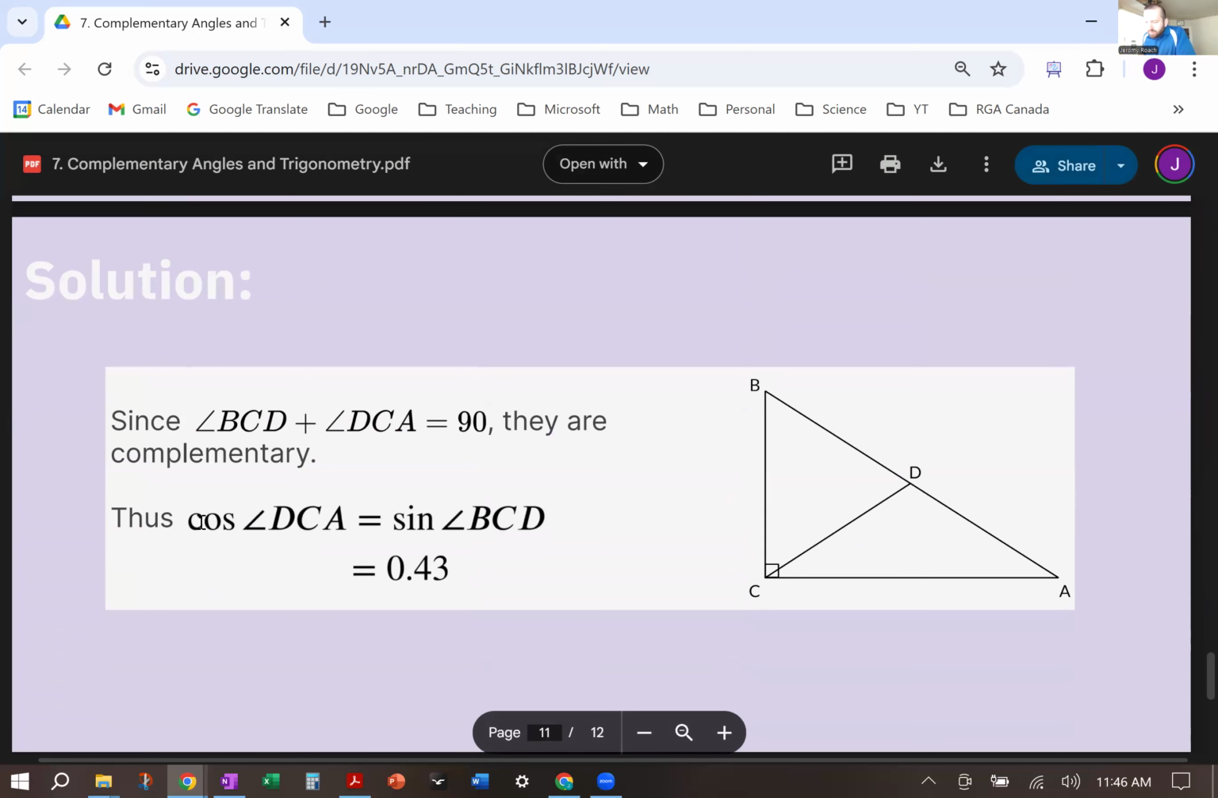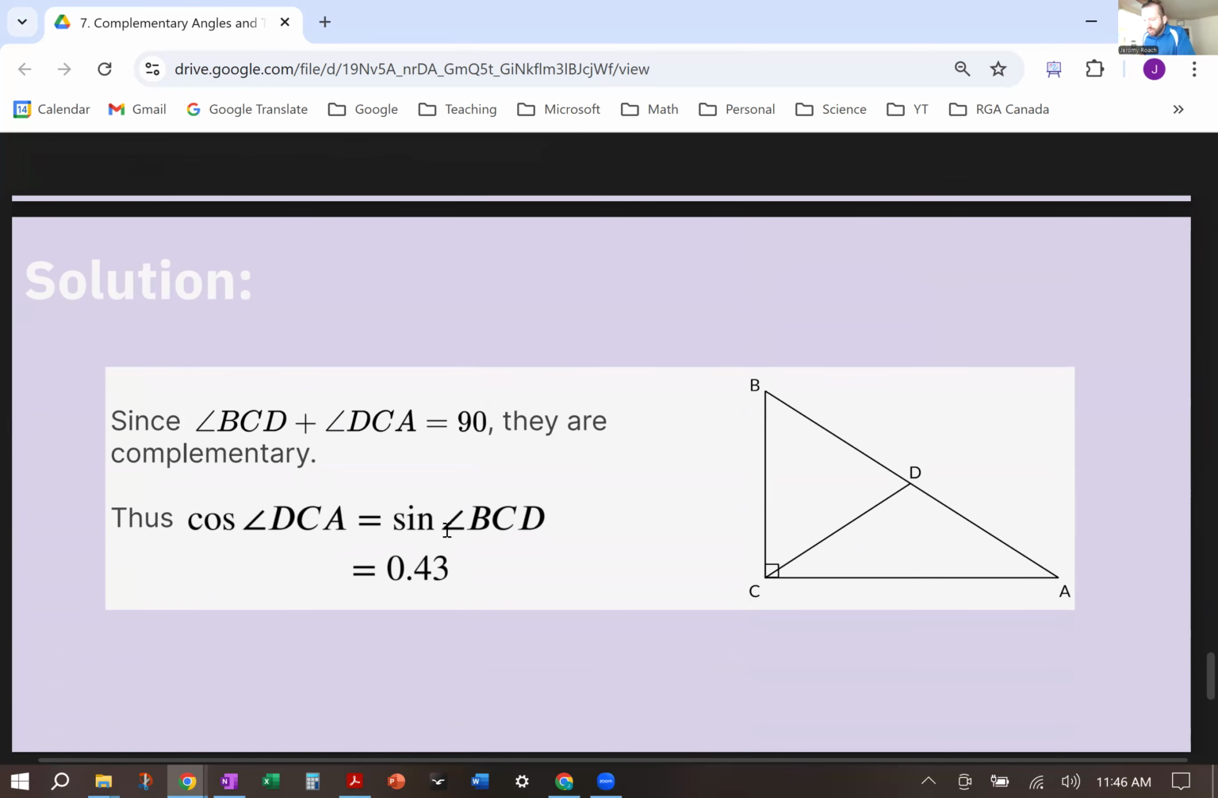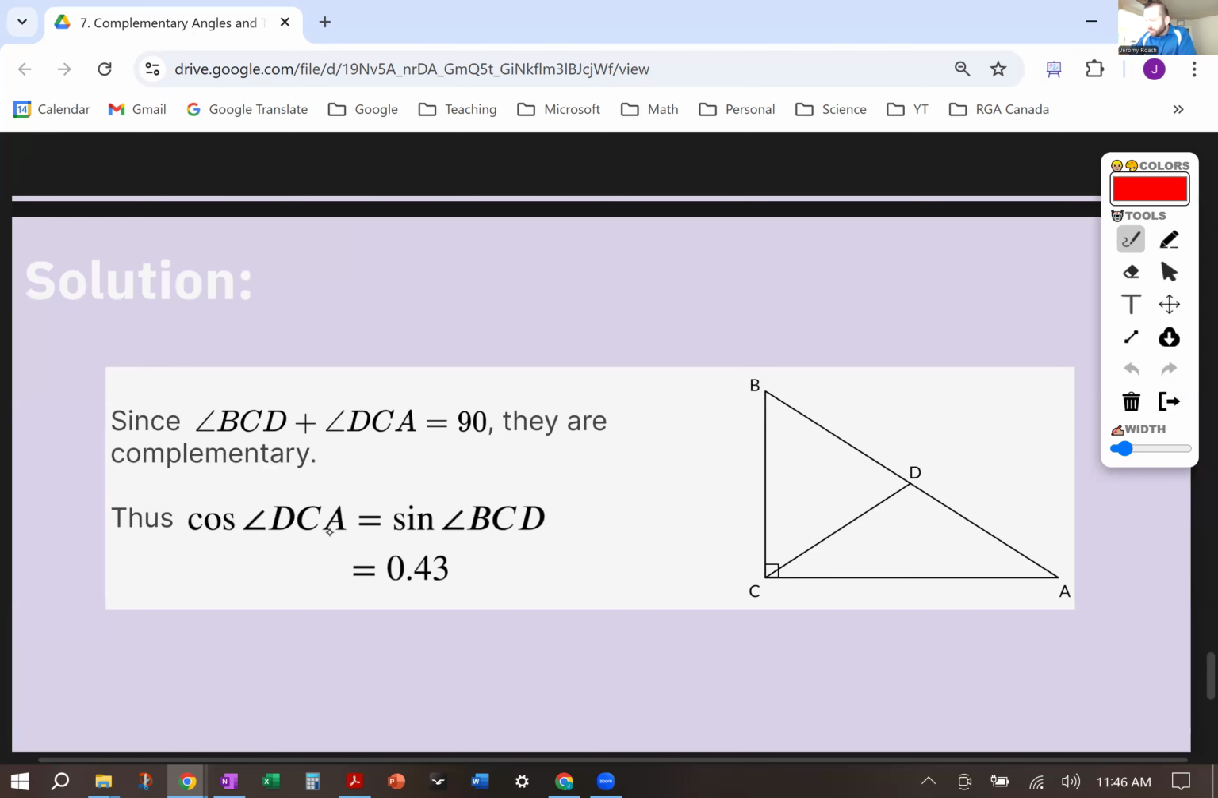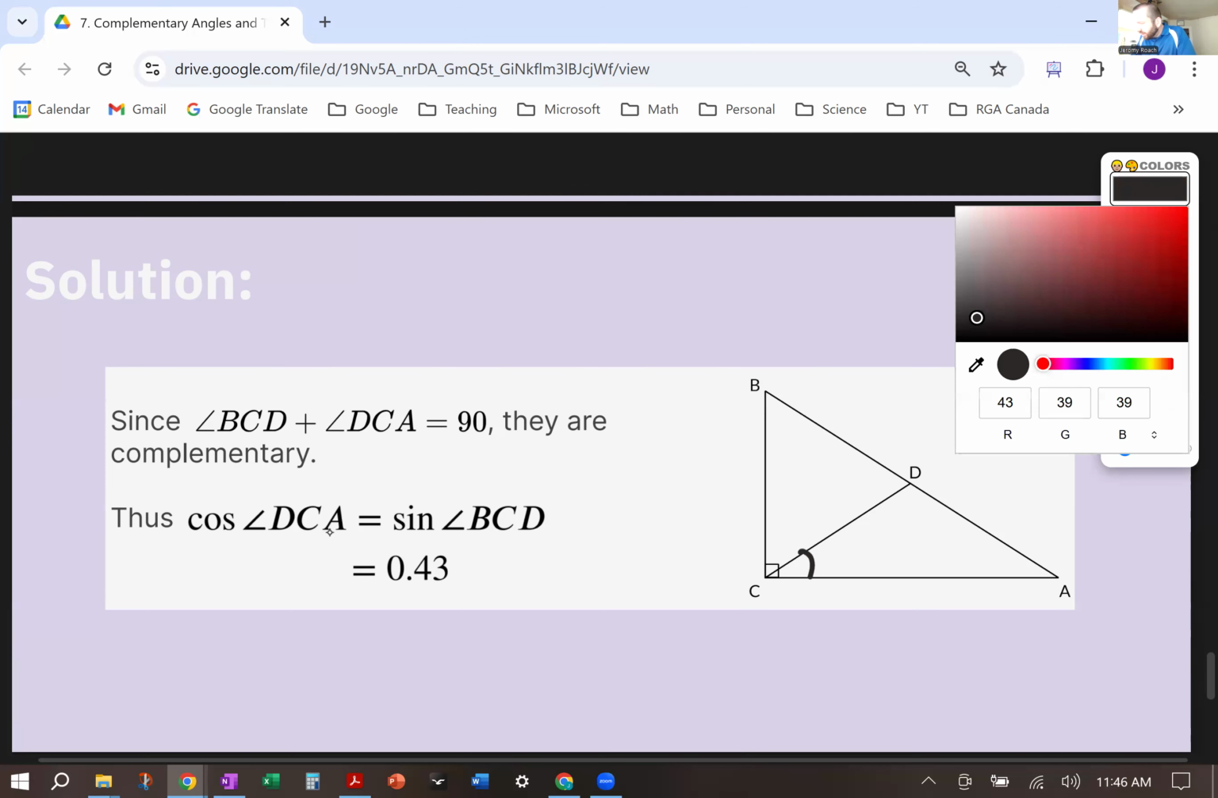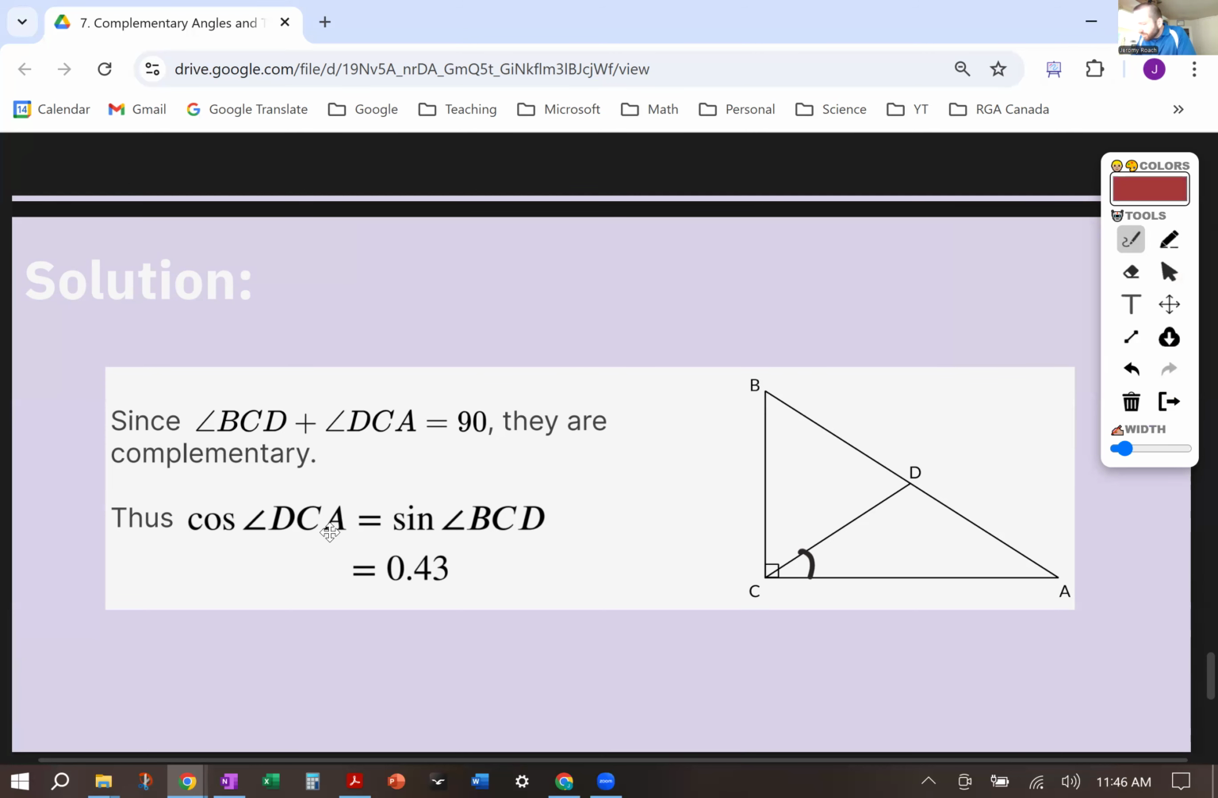Basically, it just says because cosine of that angle is given, that equals the sine of the other angle that's opposite of it. But let's look at the two angles that it's talking about. It's talking about this angle, and it's talking about BCD, which is this angle here. So I think this is a very complex problem.